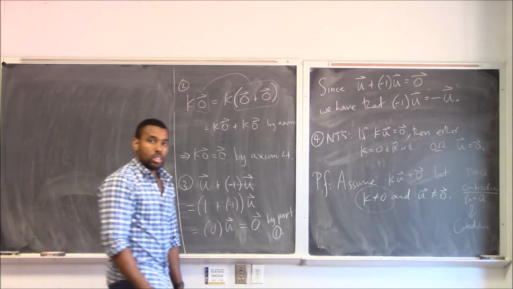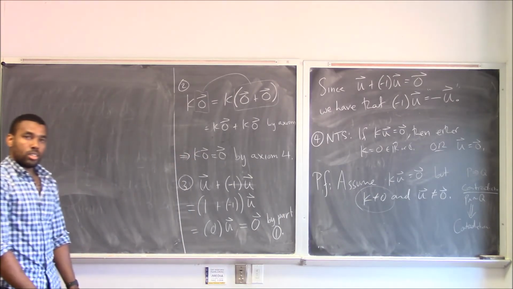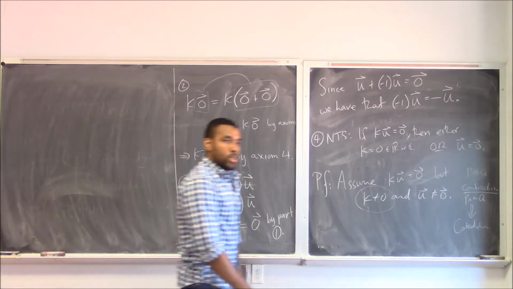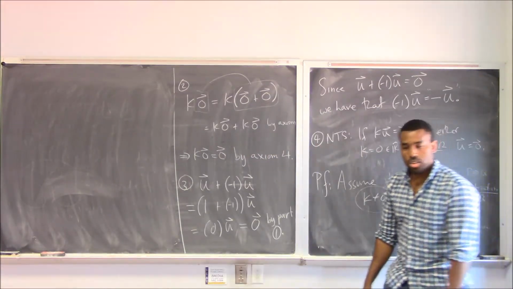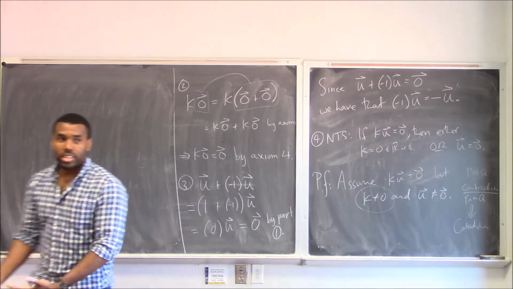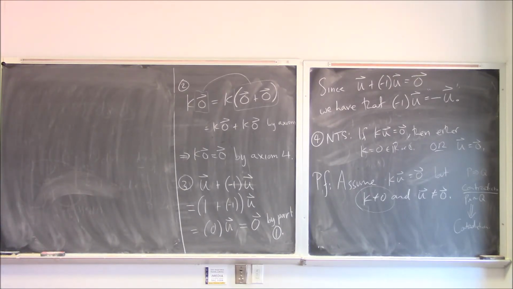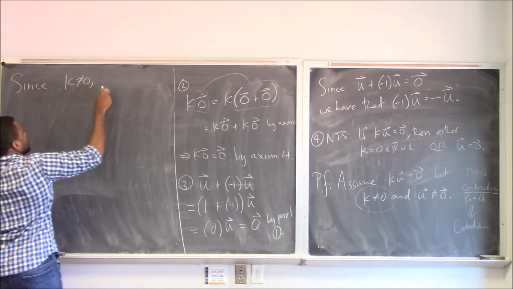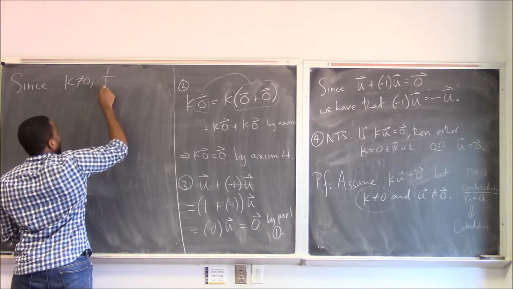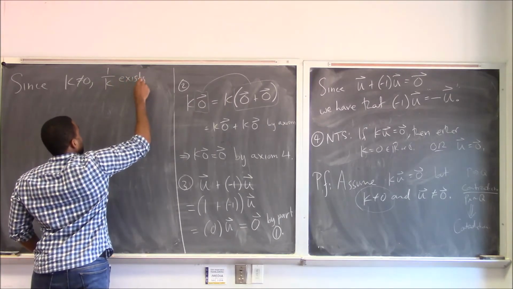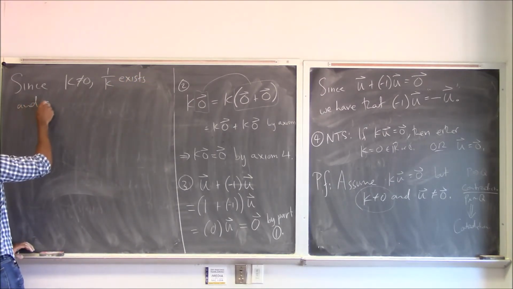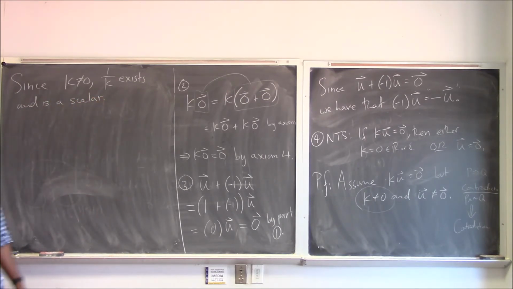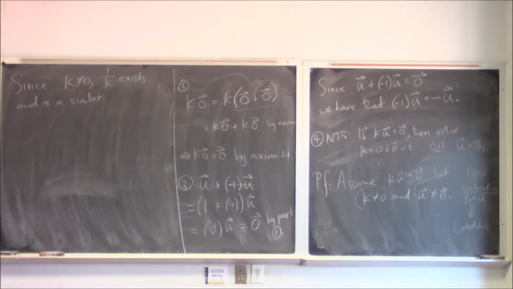You could say... Yeah? You could divide both sides. We can divide by k. It is a property of real numbers that for any non-zero real number, I can divide by that. 1 over that number is also a real number. Since k is not equal to 0, 1 over k exists and is a scalar. So that's a meaningful quantity, and I can multiply it by both sides, or in other words, I can divide both sides by k.